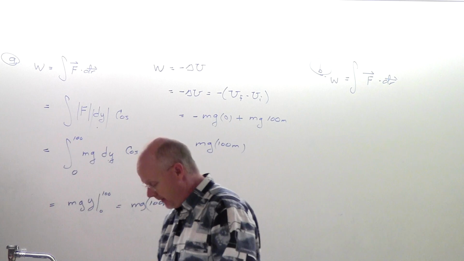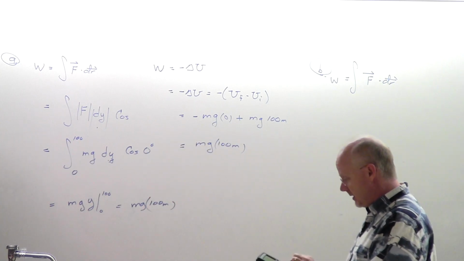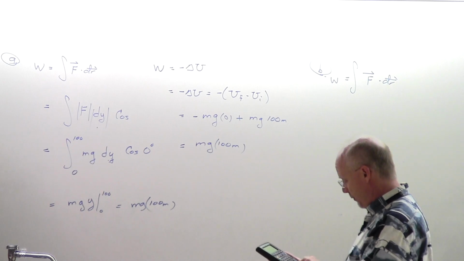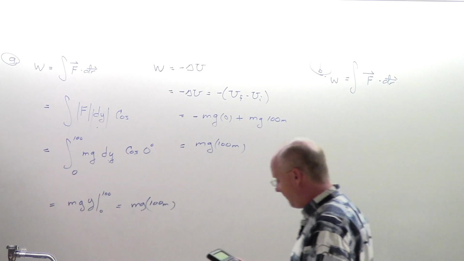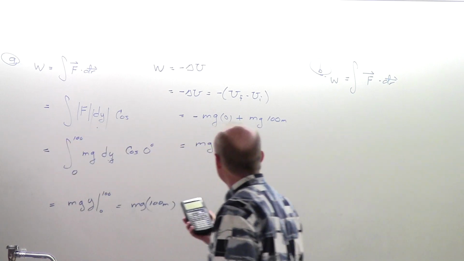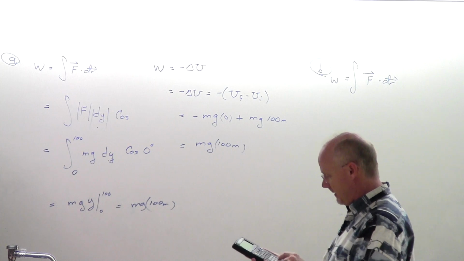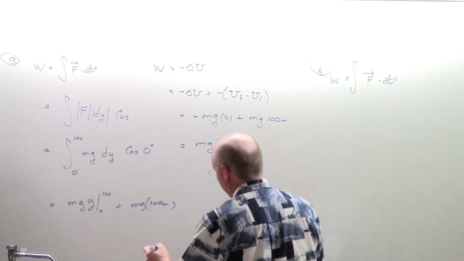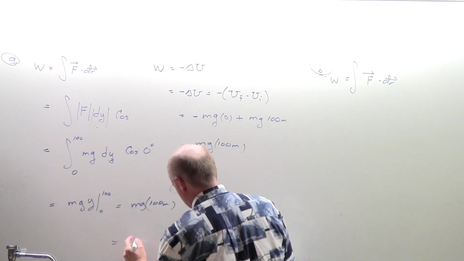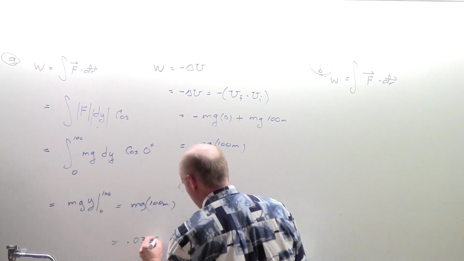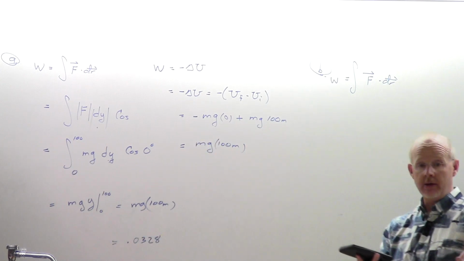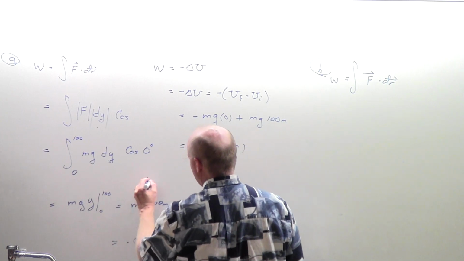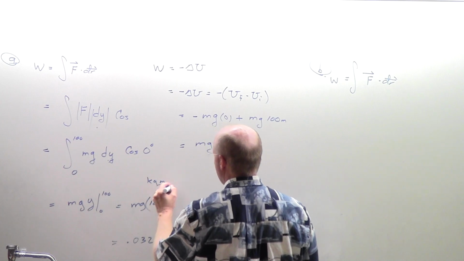Let me put the numbers in here. The mass was 3.35 times 10 to the minus 5, if I remember right. Good. Times g, 9.8 times 100. And it's not a big number. It is 0.0328. And what are the units here? Joules. Good. This would be the kilogram meters per second squared times another meter.